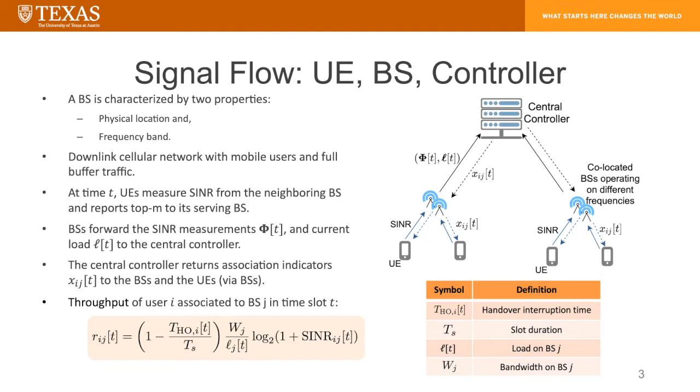The central controller processes this information and returns the association indicators Xij. The users update their association according to the new Xijs. Handovers take place, data transmission takes place, and in the next time slot, the same process repeats. The throughput is defined as the Shannon rate normalized by the base station load and the fraction of time in a time slot the user dedicates to data transmission.